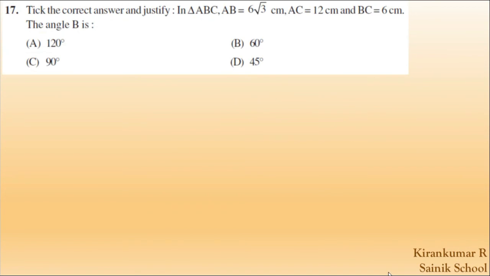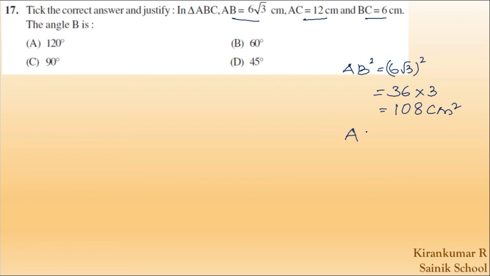This is the last question, 17th question. We need to take the correct answer and justify if in triangle ABC, AB is 6 root 3 centimeter, AC is 12 centimeter, BC is 6 centimeter, and the angle B is, let me consider AB square. Let me square that. We get 6 root 3 whole square, nothing but 36 times of 3, 108 centimeter square.